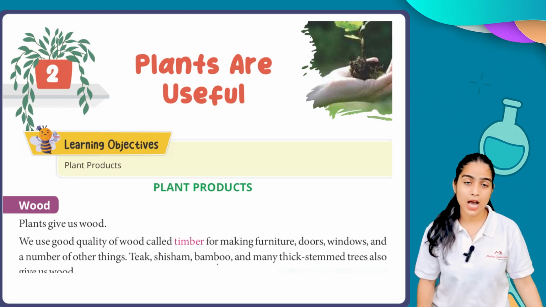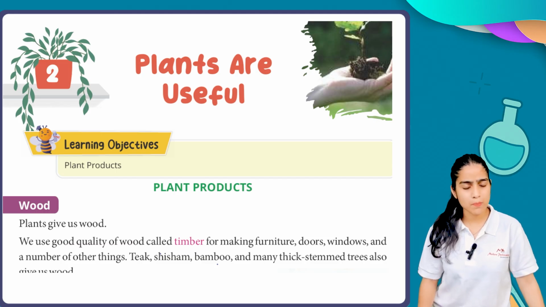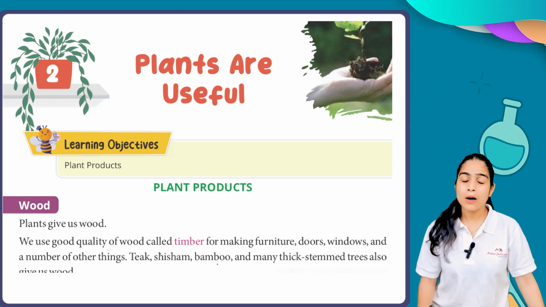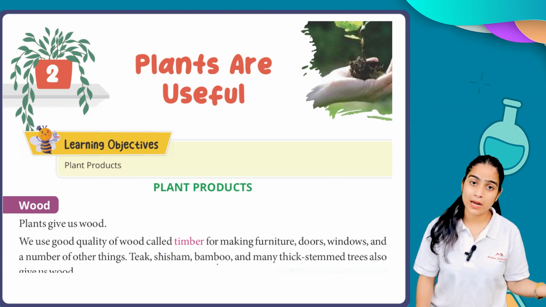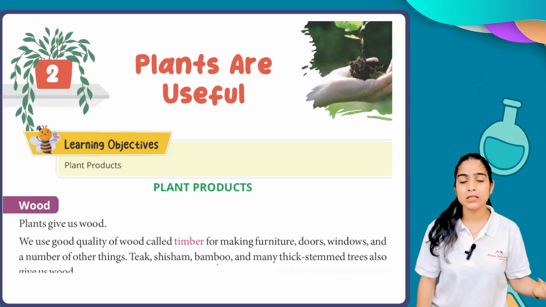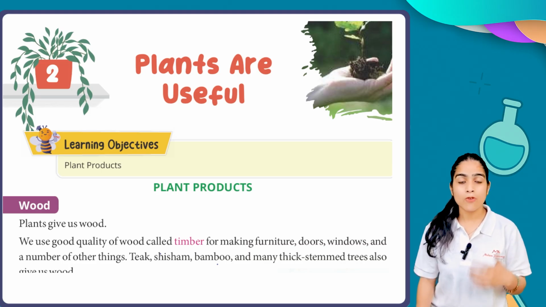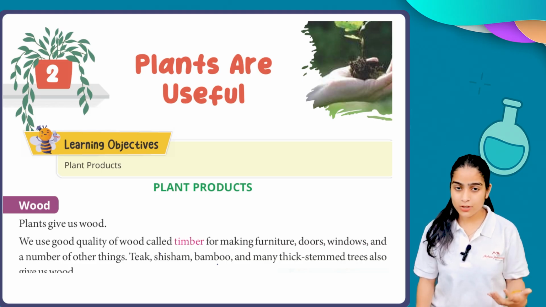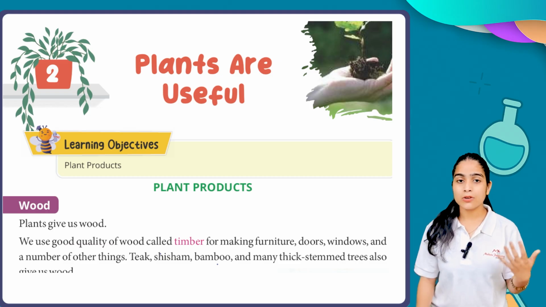The first thing we have is plant products. Now, what do we mean by plant products? Plant products means the things we are getting from the plants. For example, we're getting fruits from plants, we're getting wood from plants, we're getting paper from plants. So these are the products of plants we are using. We are using them as a raw product of the plant.